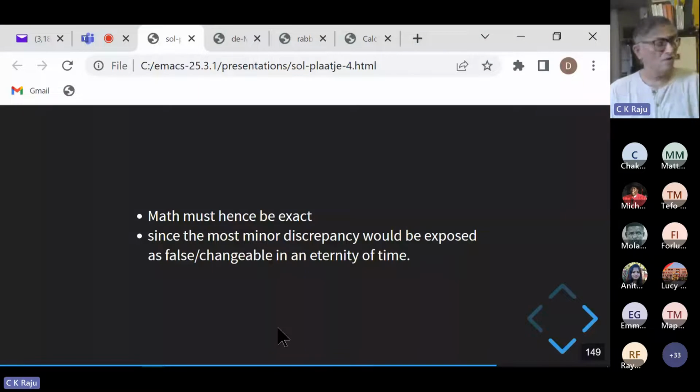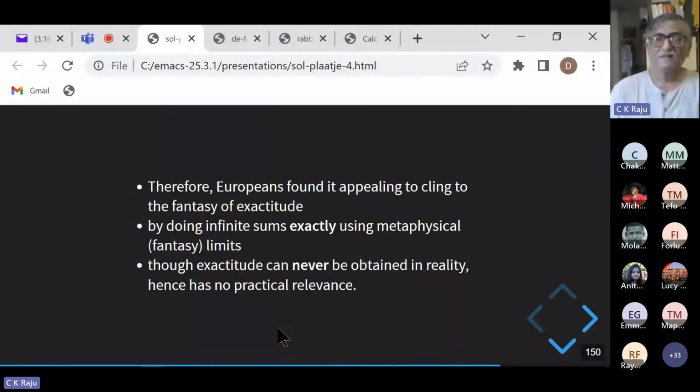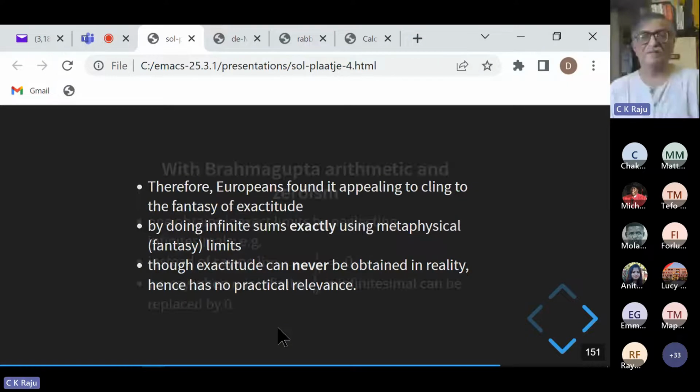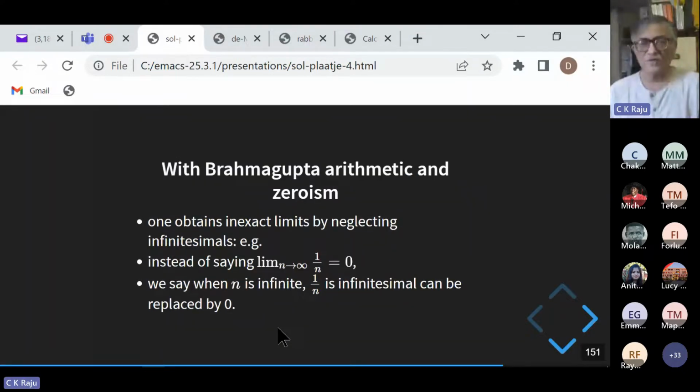But then, because they were long accustomed to the belief in math as exact, they clung to the fantasy of exactitude. And therefore, you do infinite sums exactly by using metaphysics, by using a fantasy. I can do the infinite sum metaphysically, not in reality. And there it is metaphysically exact. But exactitude can never be obtained in reality, so it has no practical relevance. Always in scientific experiments, you have experimental error.